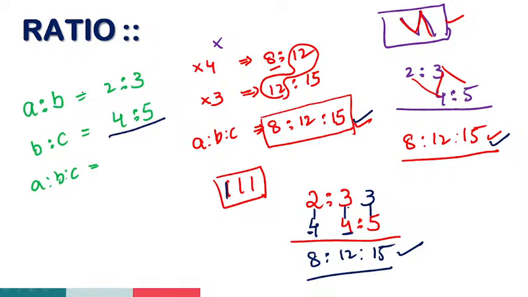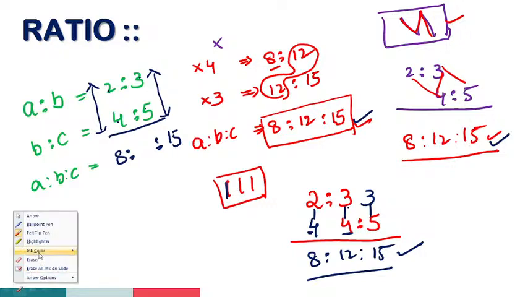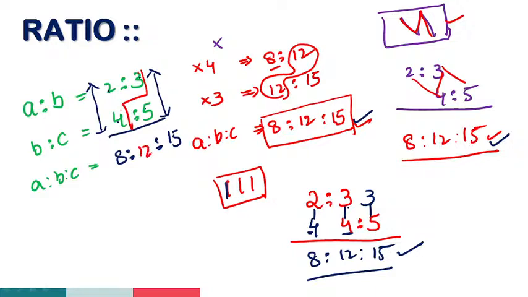Look at the screen guys here. If you want to find out the a value, just multiply left hand side numbers. 2 4s are 8. If you want to find out the c value, multiply right hand side numbers. 3 5s are 15. If you want to find out the b value, multiply 3 into 4, 3 4s are 12. So the answer is 8 is to 12 is to 15. Clear and all of you?